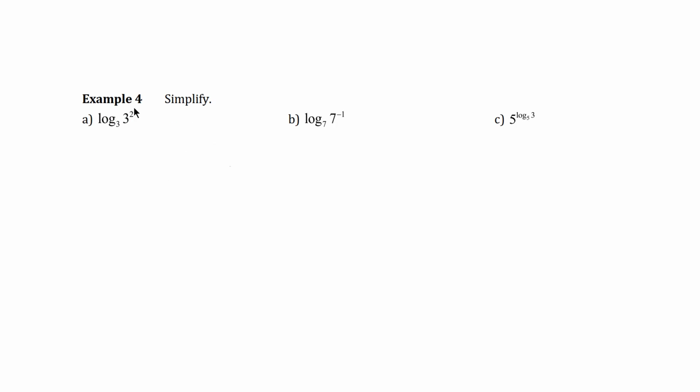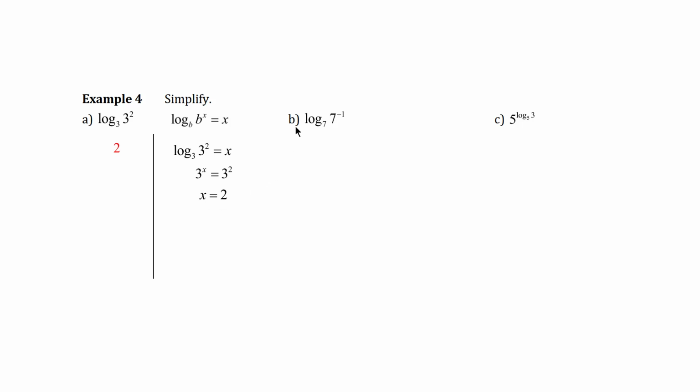For example number 4, simplify. For part A, we have log base 3 of 3 squared. To simplify this logarithm, we just apply property number 2. This logarithm would simplify to the value of the exponent, which is 2. Another way we could work this out is setting this logarithm equal to some value x. From here, we could solve this by converting it into an exponential equation. This would be 3 to the x power equals 3 squared. Using the uniqueness property of exponents, this becomes x equals 2.